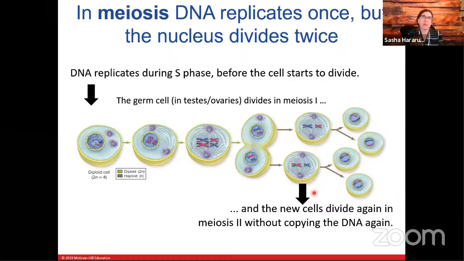In meiosis, DNA replicates once, but the nucleus divides twice. In mitosis, DNA replicates once and the nucleus divides once. Okay? In meiosis, because DNA replicates once and the nucleus divides twice, we get 4 haploid cells out of 1 diploid cell. Similar to mitosis, DNA replicates during the S phase, or synthesis phase, of the cell's existence, and it occurs before the cell starts to divide.